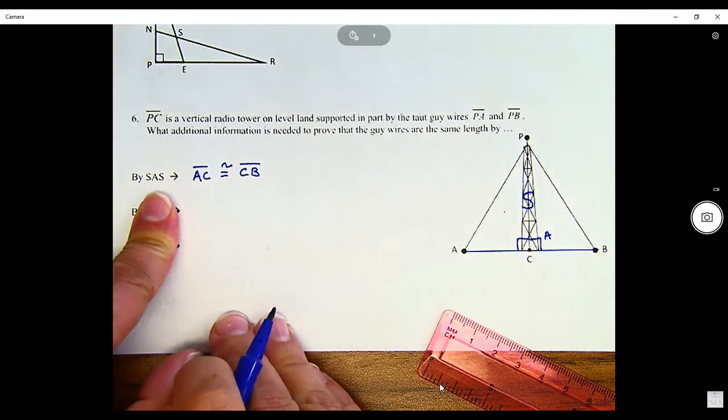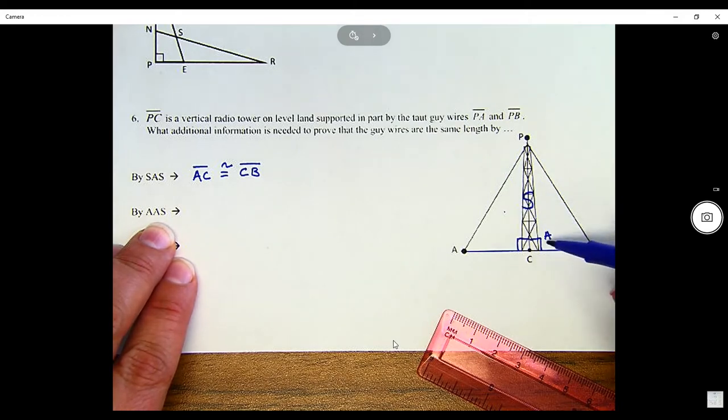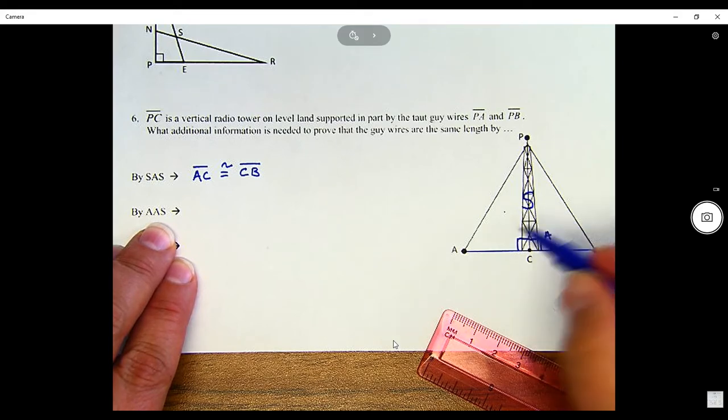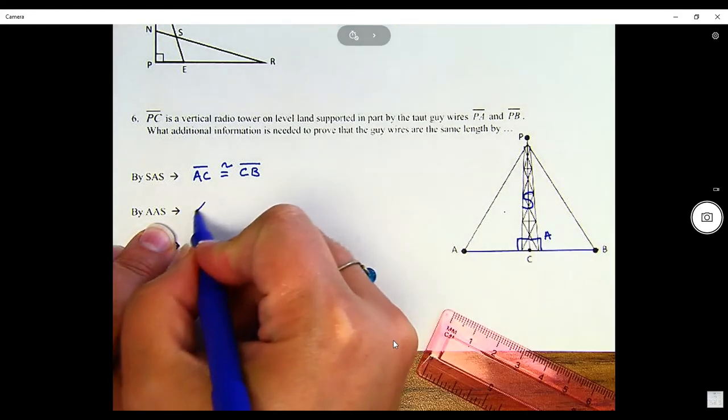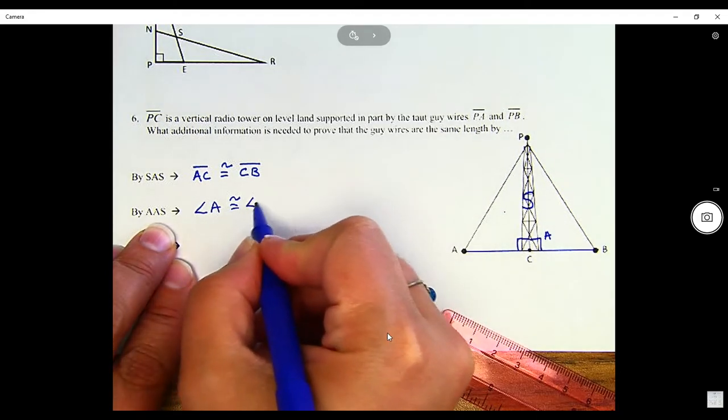Okay, so that would prove that those 2 triangles were congruent. If we wanted to prove by angle, angle, side, since we already have an angle and a side, we would just need the next angle over. So we would need to know that angle A is congruent to angle B.